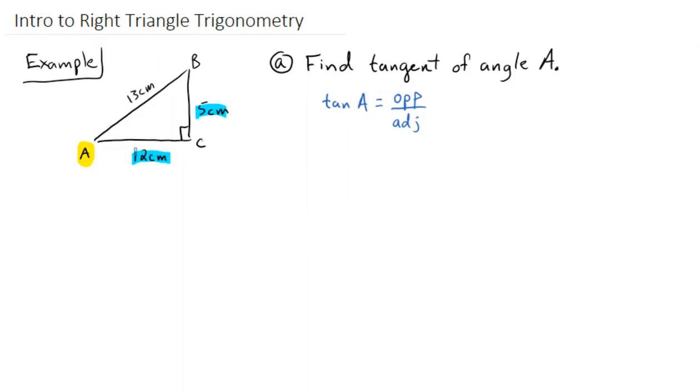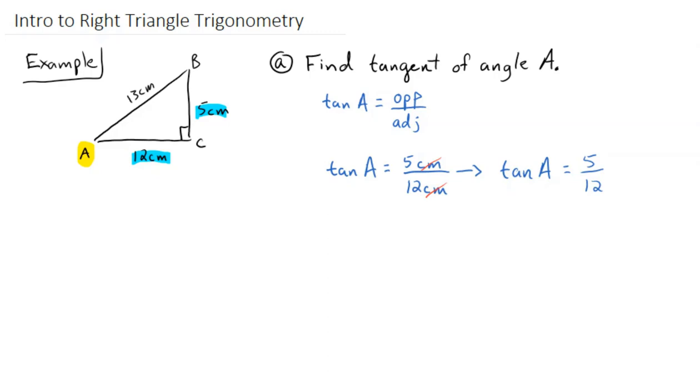Now, if I was talking about angle B, that would be flip-flopped. So it's important to know that your opposite and adjacent are in reference to the angle you were asked to deal with. So we get that the tangent of A is 5 centimeters over 12 centimeters. Here, the units are going to cancel out. This isn't always shown, but it's important to note, because when we get that the tangent of A is 5/12, we're getting just a ratio, a number without any units attached to it.